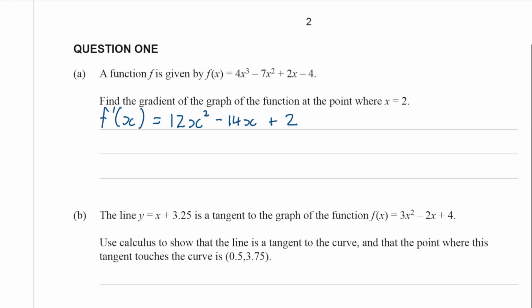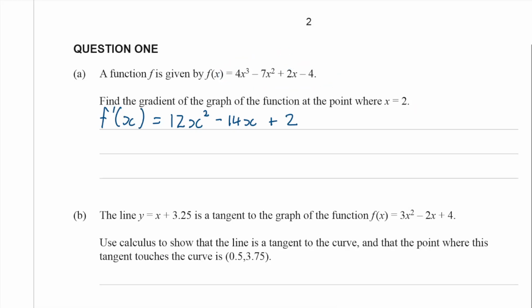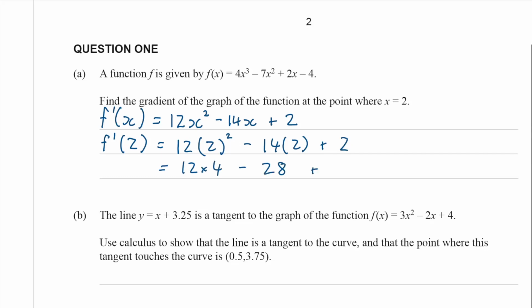Our next step is to find the gradient of this graph at x equals 2. So to do that, we can use our gradient function and substitute x equals 2. So the gradient when x equals 2 is equal to 12 times 2 squared minus 14 times 2 plus 2. So 12 times 4 minus 28 plus 2.